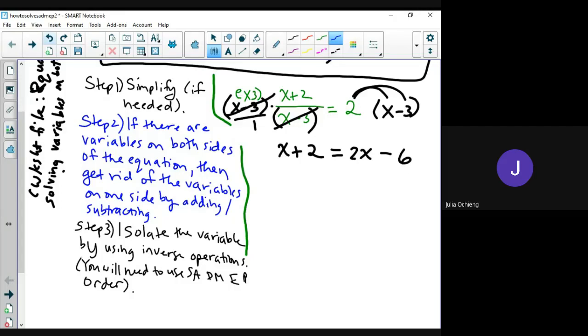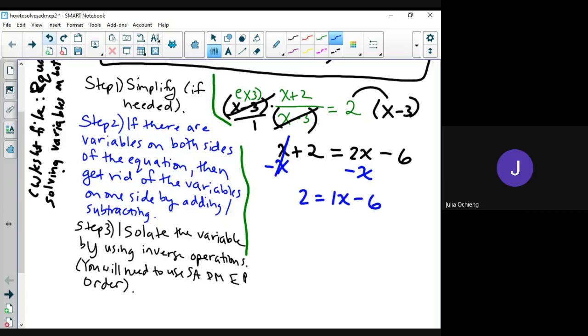And just for the sake of showing you that you can do it on either side, I could get rid of the 2x if I want, or the x. I just have to choose one side that I have to get rid of the variables from. So I'll just do it from this side just so you can see that you can do that, okay? So I'm going to get rid of that x. I'm going to subtract x from both sides. That cancels out. 2x minus 1x equals 1x minus 6.